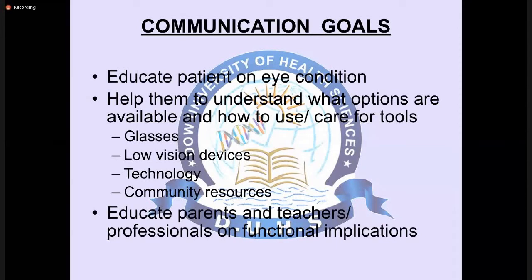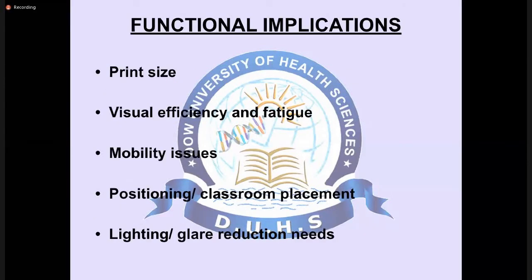So, what are the communication goals? Educate the patient on the eye condition, help them to understand what options are available, and how to care for tools like glasses, low vision devices, technology, community resources, and educate parents, teachers, and professionals on functional implications. Functional implications include print size, visual efficiency, mobility issues, positioning, classroom placement, lighting and glare reduction needs.